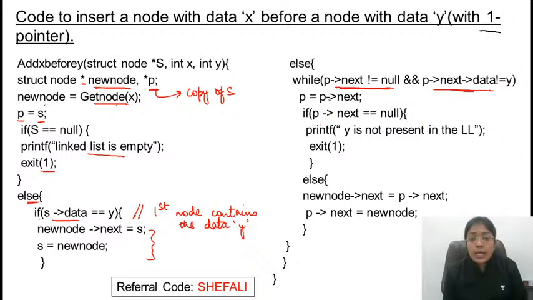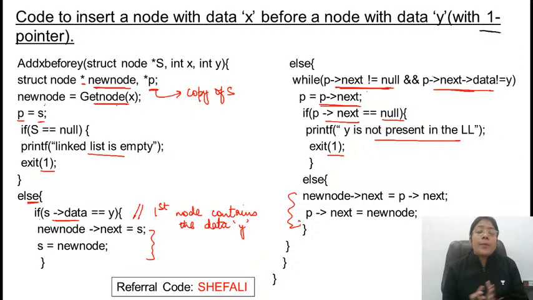And if that is the case, if condition is true, P is equal to P of next. If P of next is equal to null, this means that node with data Y is not present. And if P of next of data is equal to Y, then adjust these two pointers. We have already discussed these, right?